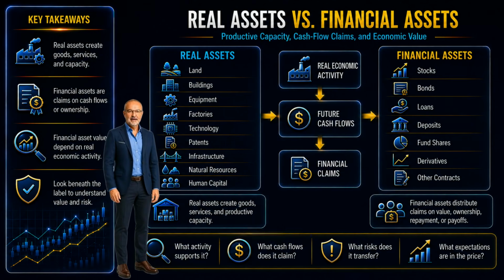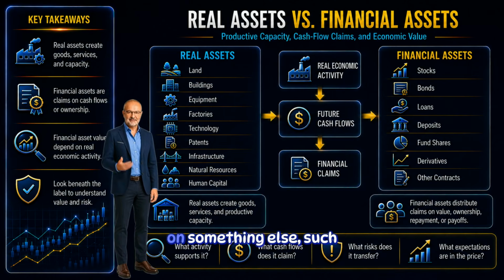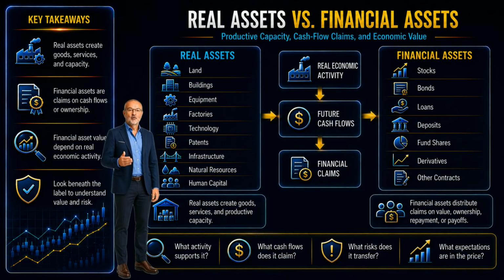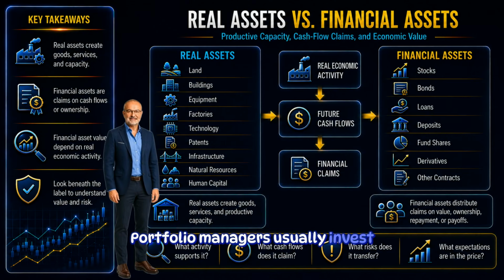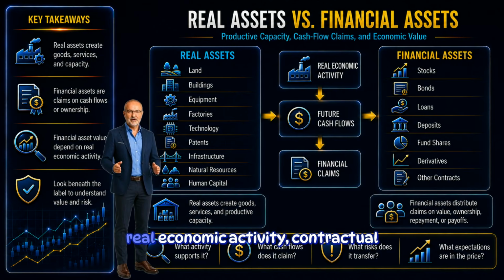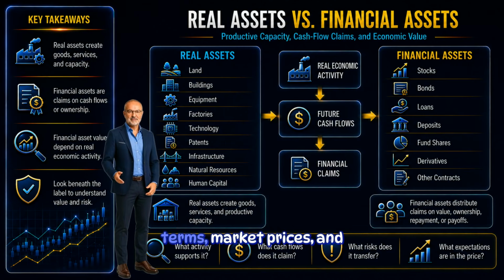A share of stock is valuable because investors expect the firm to generate future cash flows from its assets, strategy, and competitive position. A bond is valuable because investors expect the issuer to make promised payments. A derivative is valuable because its payoff depends on something else, such as an asset price, rate, index, or event. Portfolio managers usually invest in financial assets, but the performance of those assets ultimately depends on real economic activity, contractual terms, market prices, and investor expectations.